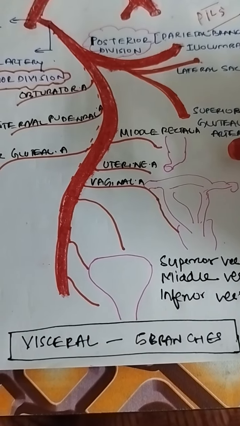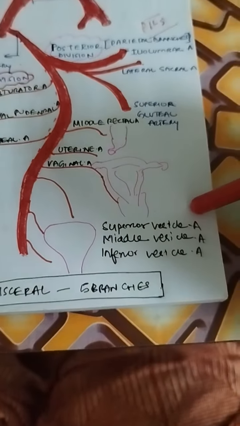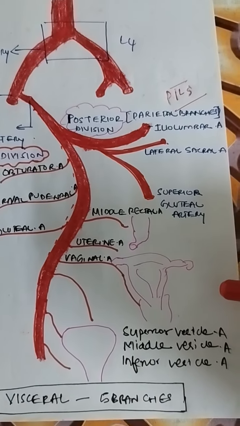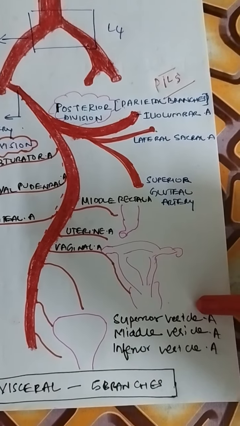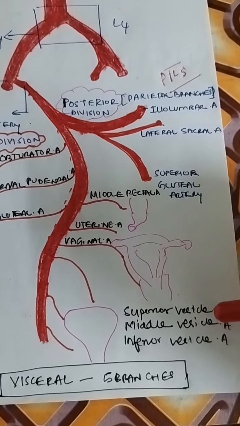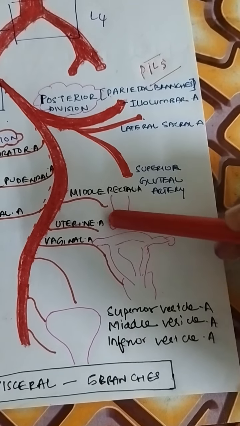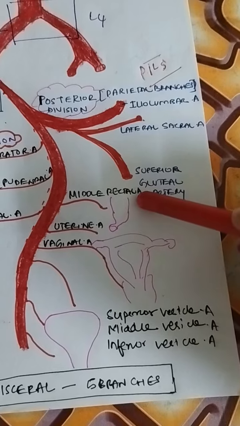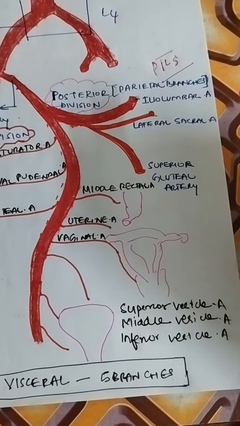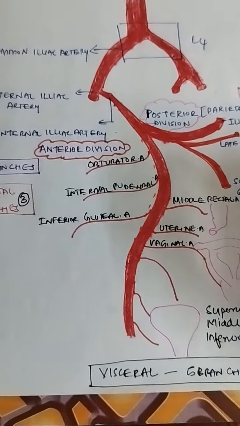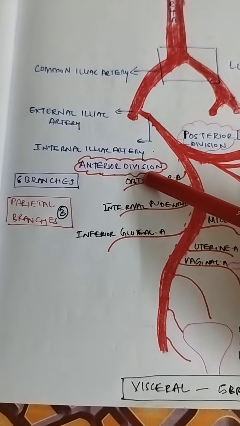The first one is the umbilical artery, which gives rise to the superior vesical artery. The other branches are the middle vesical artery, inferior vesical artery, uterine artery, vaginal artery and the middle rectal artery. So there are a total of 8 branches in the anterior division.